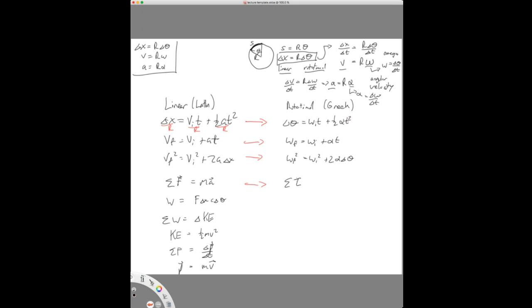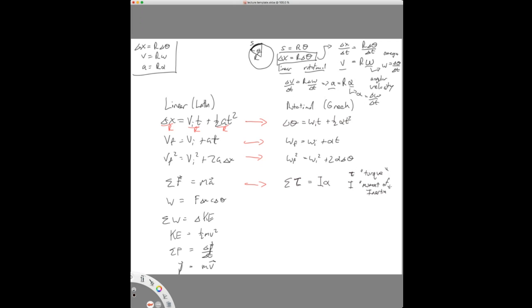And we use a Greek letter tau. It looks like a T with a tail. And instead of the mass, we have I, and instead of the acceleration a, we have alpha. So the tau symbol is called torque. And the I symbol is called the moment of inertia. So it's an I to stand for inertia.